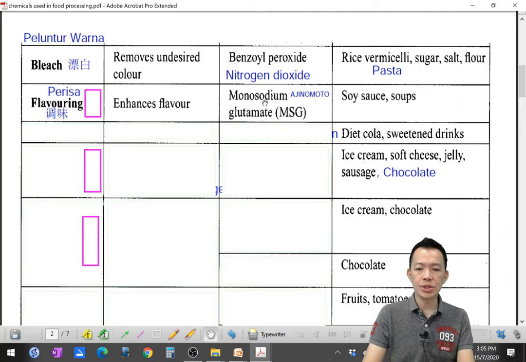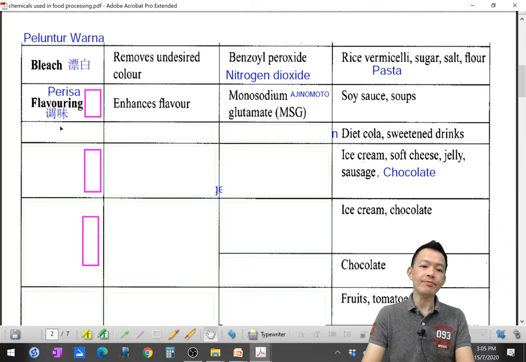Okay, so enhance the flavors, and what is the best example? Monosodium glutamate, and the brand, 它的品牌就叫 Ajinomoto 啦. 这个是品牌，你不可以去考试写 Ajinomoto. Okay, you just can write monosodium glutamate or MSG. 这就是那个调味剂.